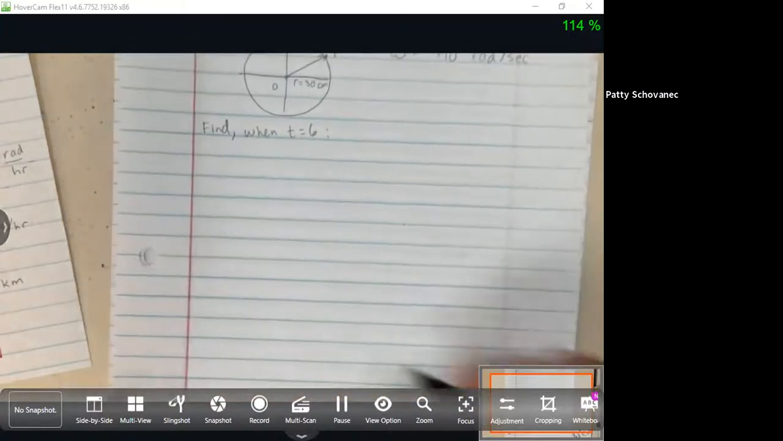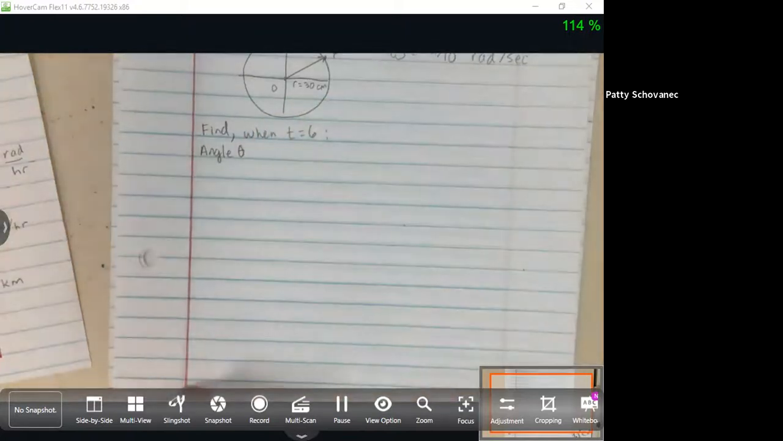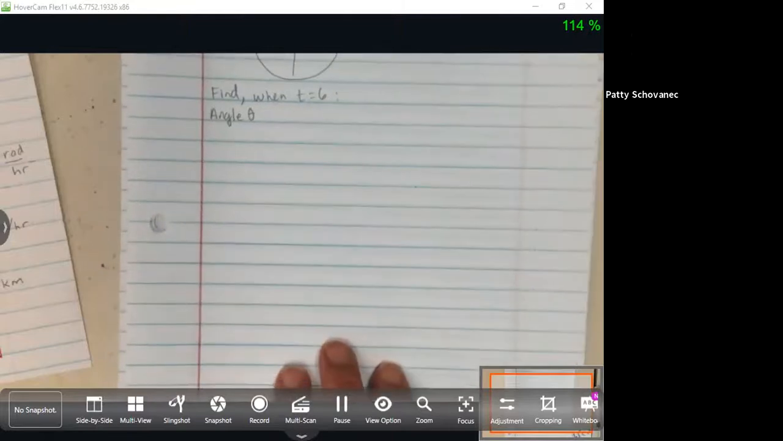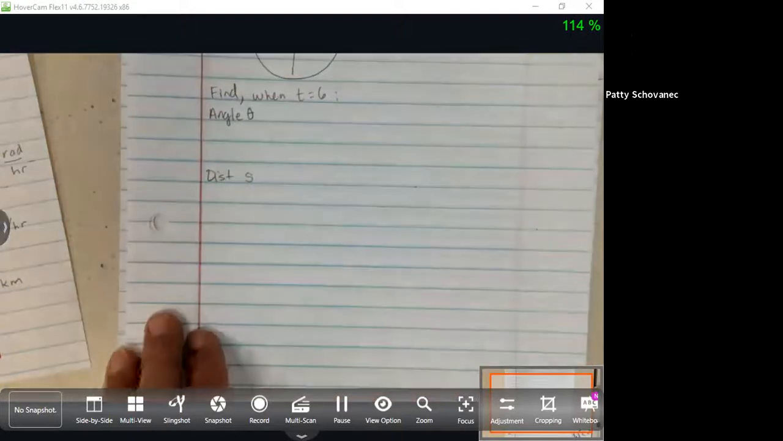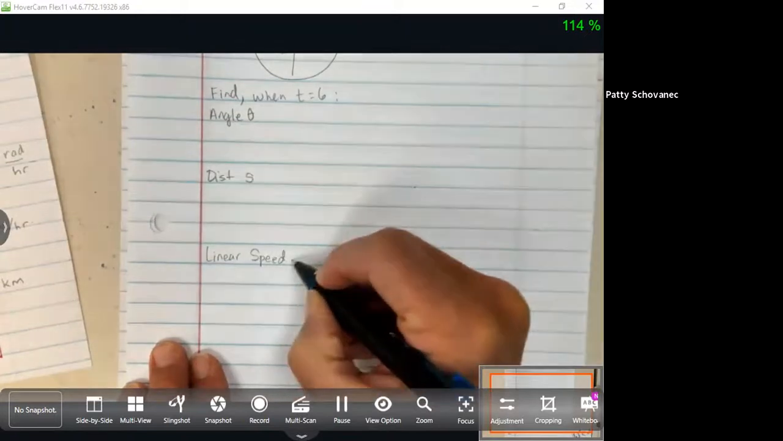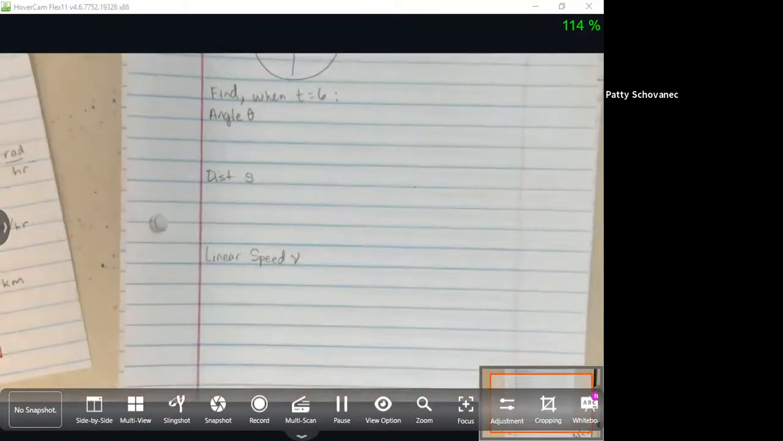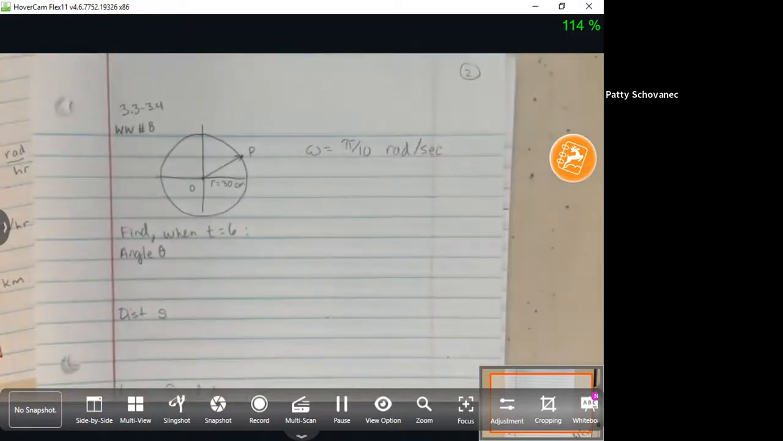We want the angle generated. We want the distance P has traveled along the circle, so the distance is given by arc length. And then we want the linear speed. That's what we label V. So I'm going to change the notation. All right, let me get back to that. And here is the problem. I drew a circle of radius 30 centimeters. And then omega was given as pi over 10. And we want to do all of the following things at time T equal to 6.